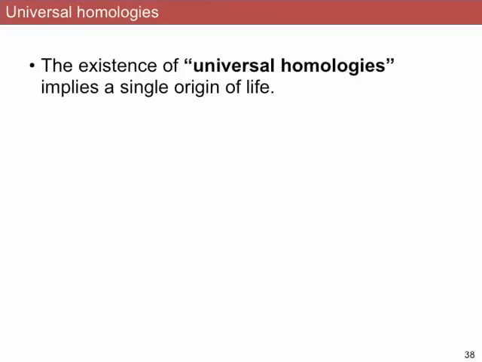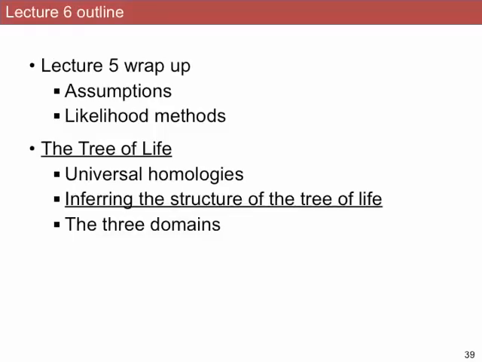So again, the existence of universal homologies implies a single origin of life. So now we're going to get into the actual structure of the tree of life itself. Now that we know that it's basically one tree, we have to figure out how things are related to each other on that tree.